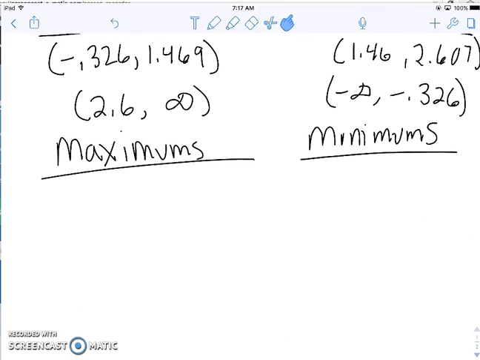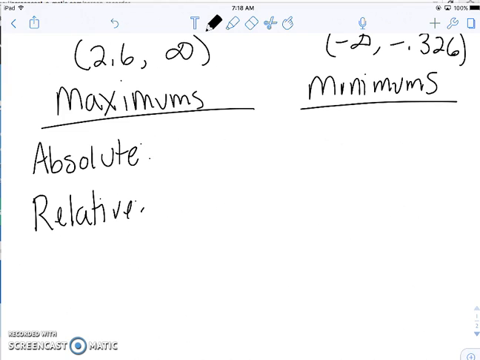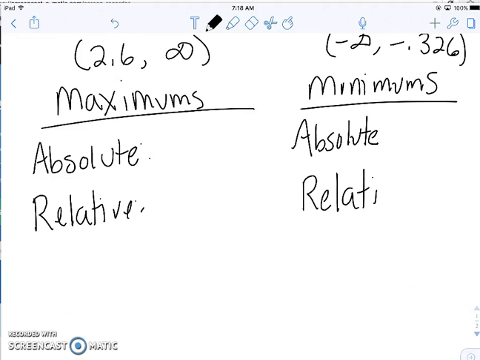And now we're going to talk about maximums and mins. There's two types of max and mins. There's the absolute, and then there's something called relative. And what absolute means is the absolute highest part on the graph. And what relative means is maybe another high part, but not the highest.